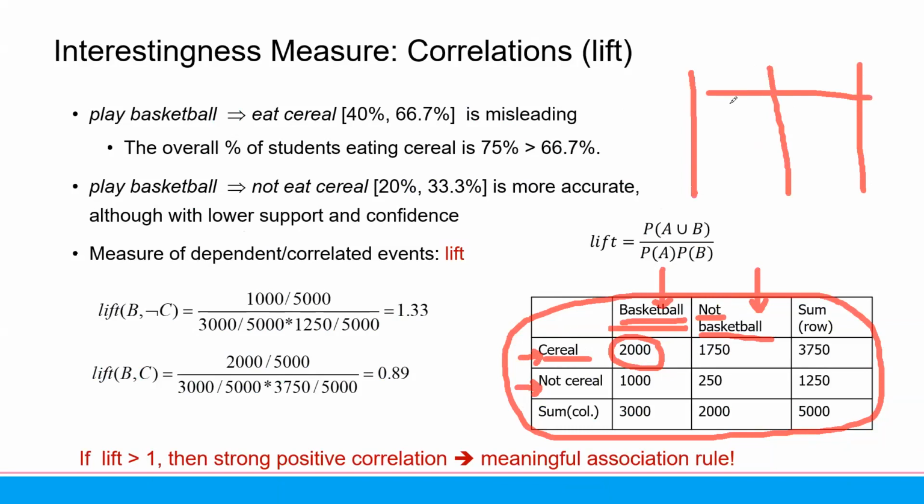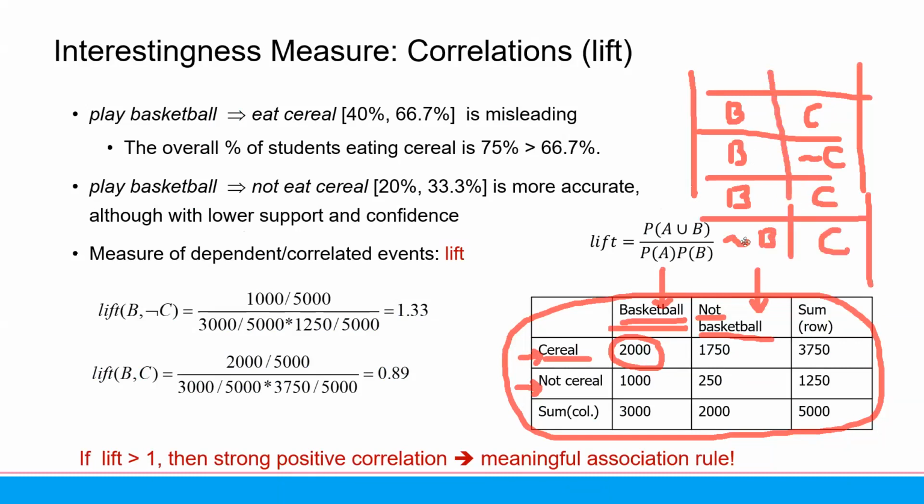Maybe the data will be something like this one. This one is play basketball, cereal. And the other data is playing basketball, but does not eat cereal. He plays basketball and eats cereal. And then didn't play basketball and eats cereal, and so on. So we have the data and then we calculate the numbers. So this is the person who plays basketball and eats cereal. So we calculated there are 2000 people who play basketball and eat cereal.